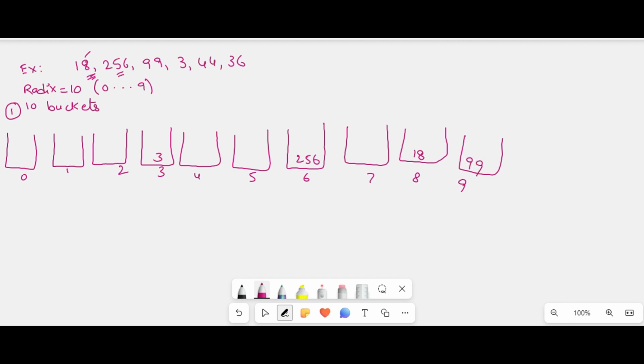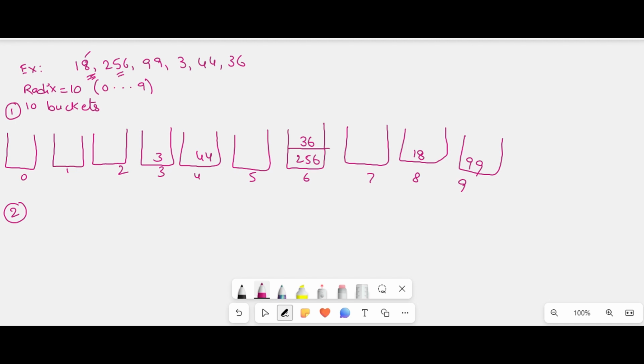3 is placed here. 44 is placed here. 36 goes in the 6th bucket. See, 256 is already there, so this is like an array, and 36 is inserted after it. Like that, the elements are inserted into the respective buckets based on the one's place digit. Now, the second iteration. In the second iteration, take the order of these elements from the buckets, not the original order.